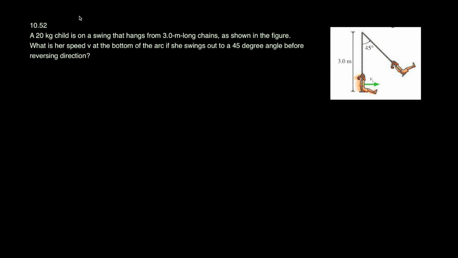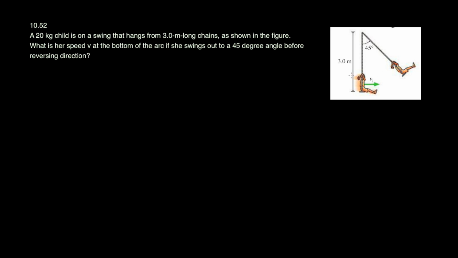Let's try problem 10.52. A 20 kilogram child is on a swing that hangs from a 3-meter long chain, as shown in the figure. What is her speed v at the bottom of the arc if she swings out to a 45-degree angle before reversing direction? Okay, so this is just going to be another energy problem right here.